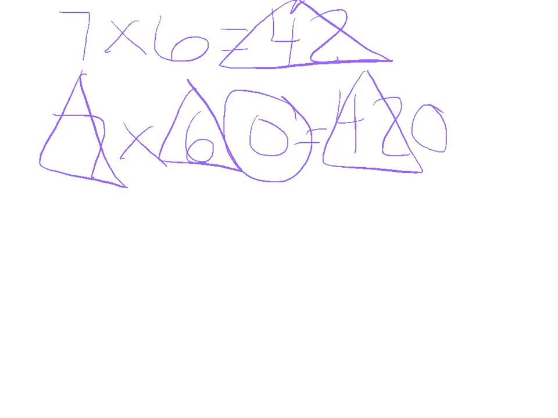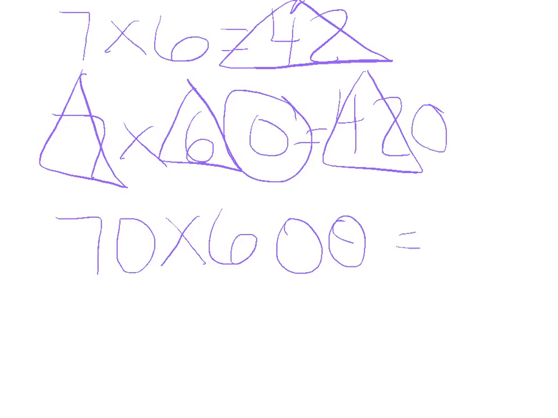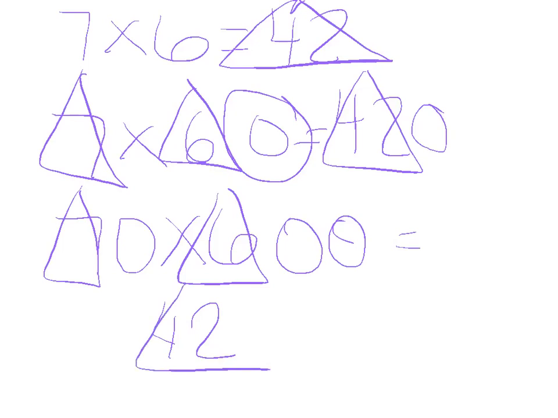Now, we're going to make this a little bit more challenging. We're going to do 70 times 600. Our base fact: we're going to start by multiplying 7 and 6. What is 7 times 6? 42. And then we have 2 zeros from the 600 and 1 from the 70, so 3 zeros.